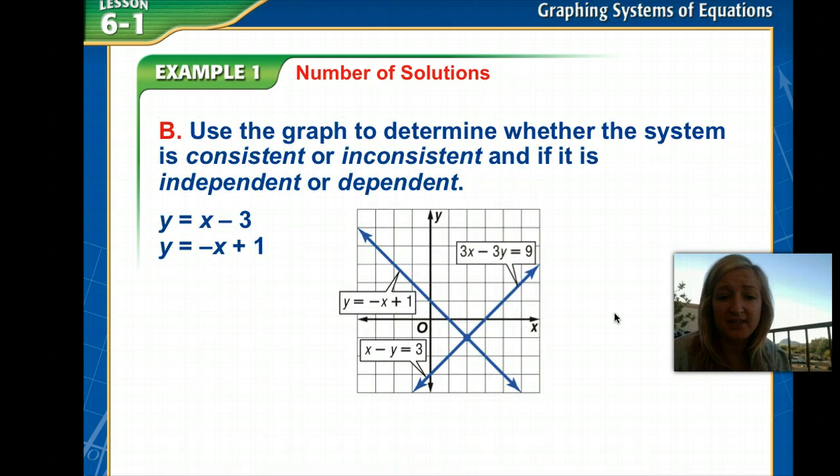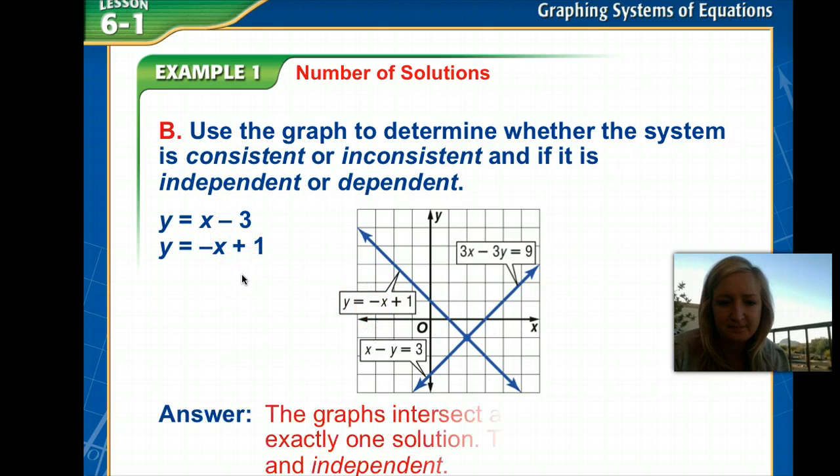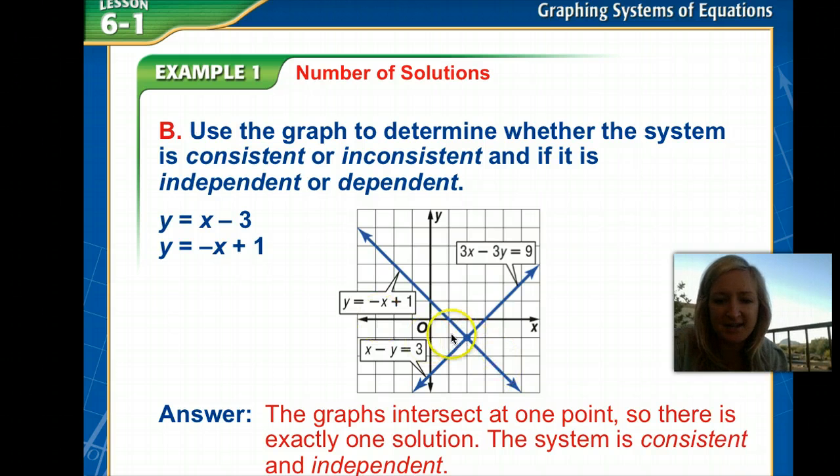All right, taking a look at the next graph, determine whether the system is consistent or inconsistent, and if it's independent or dependent. They give you the two lines. It's x minus 3, which if I solved it, it would be this line right here, and then y equals negative x plus 1. So you're looking at these two lines right here. The graphs intersect at exactly one point, so there's exactly one solution. So that would be consistent and independent is what you would write down for your answer.